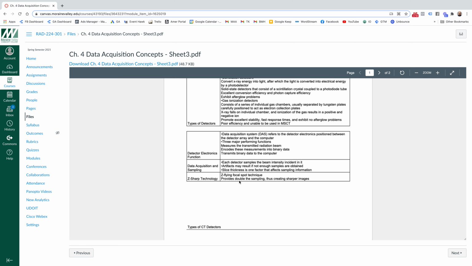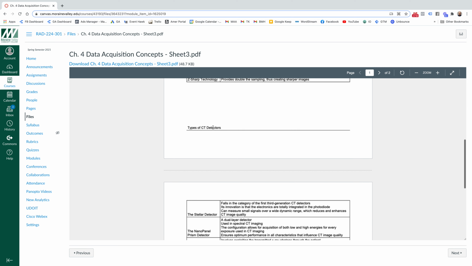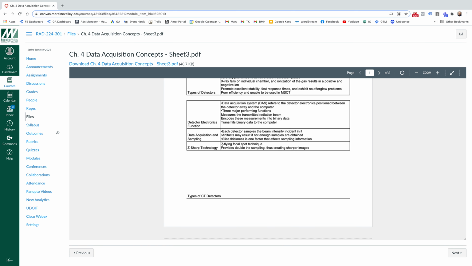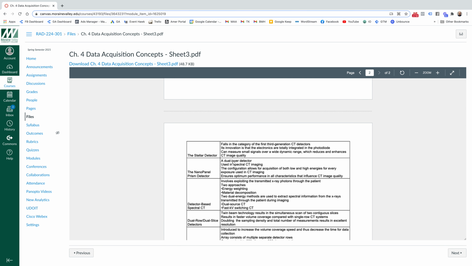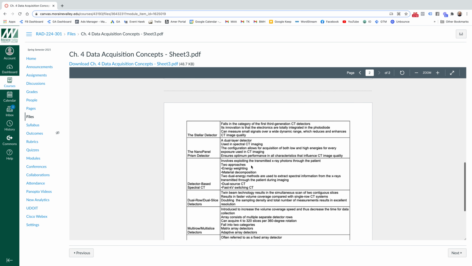And then Z-sharp technology is where, let's see, this one I wouldn't worry about too much. Don't worry about that one. Just know what it is. So a lot of this stuff you just need to know, just like the main term.